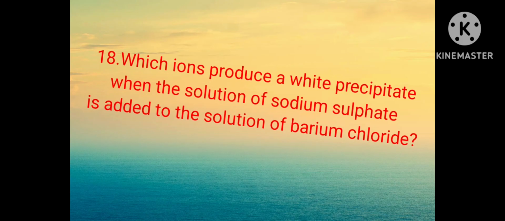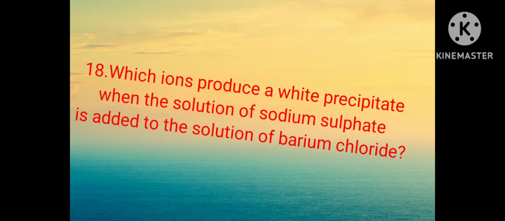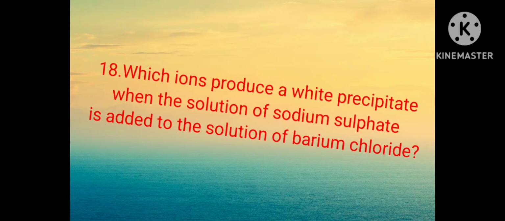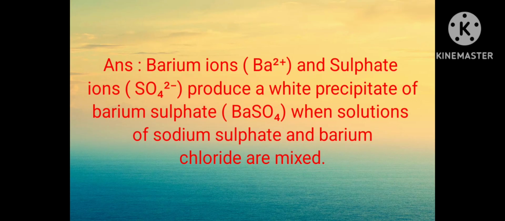Which ion produces a white precipitate when solution of sodium sulfate is added to the solution of barium chloride? Precipitation reaction. The answer is barium ion Ba2+ and the sulfate ion SO4 2- produce the white precipitate of barium sulfate when the solutions of sodium sulfate and barium chloride are mixed with each other. The precipitate is barium sulfate.